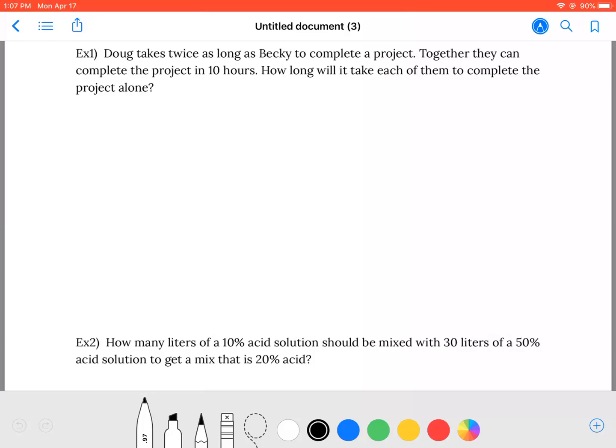Alright, quick video to go over these examples for you guys. So we're looking at mixture problems, modeling with these rational equations we've been talking about.